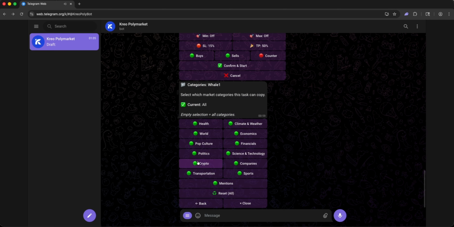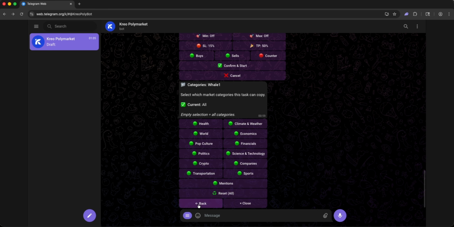Great. Now categories is the next one. Creo is very unique in the sense that with Creo, you can choose exactly what categories you like to copy. So for example, if I know a wallet is very good at crypto, I can turn off all of these markets and I can enable just crypto.